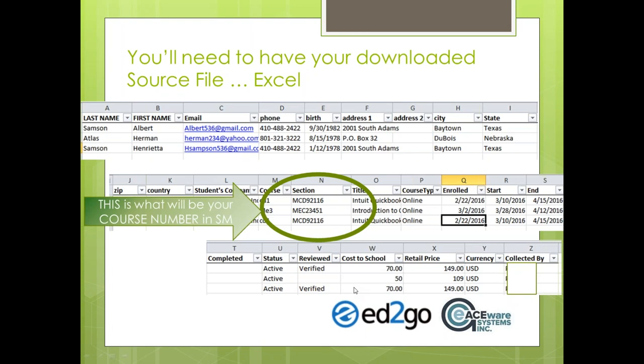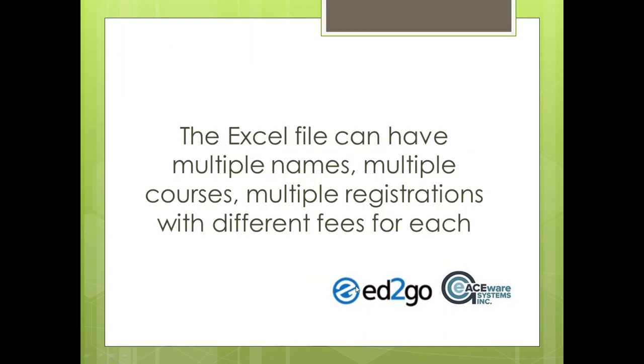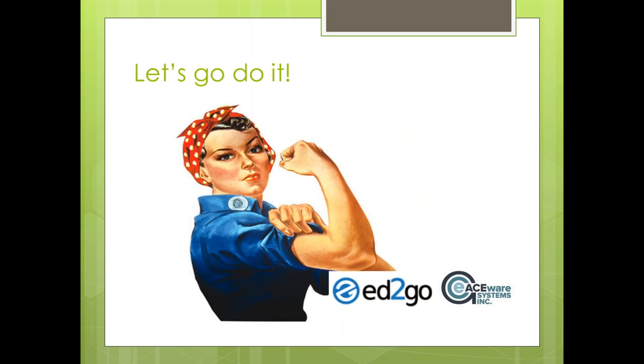So that is basically the file. Just a note: you don't have to download a course at a time, or a person at a time. You saw Kelly's example, 68 records, multiple names, multiple courses, different registrations, different fees. The import tool can handle that. So let's go do it.